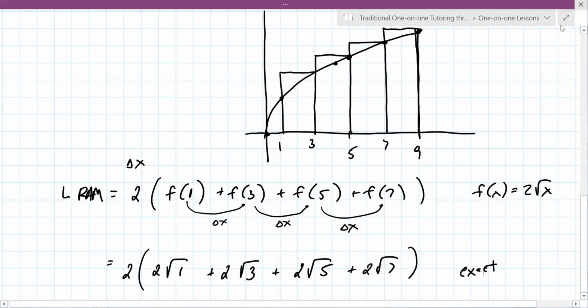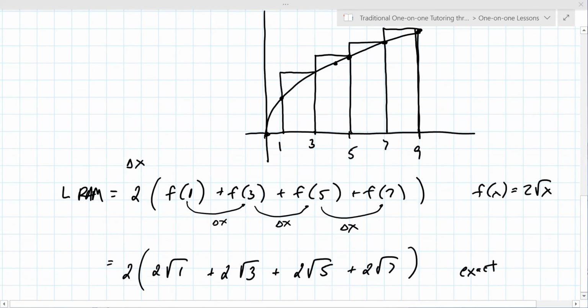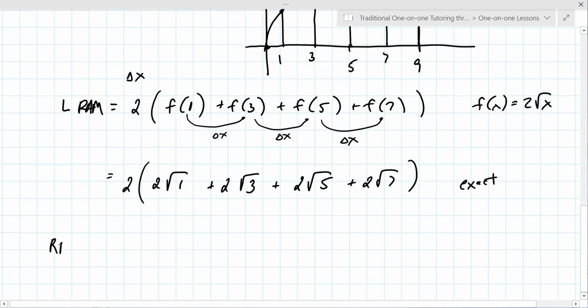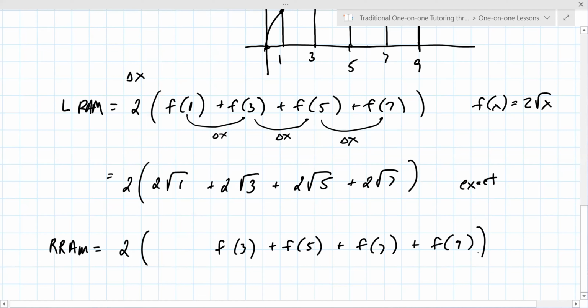All right, so RRAM is very much related. You're going to see a lot of duplication. So RRAM is 2 times, because again, it's delta x. But this time, you don't start at the first position. You actually start at the second one, f of 3 plus f of 5 plus f of 7 plus f of 9. So it's 2 times, wait, is it the same function? Yeah, same function: 2 square root of 3 plus 2 square root of 5, plus 2 square root 7 plus 2 square root 9, times 2.